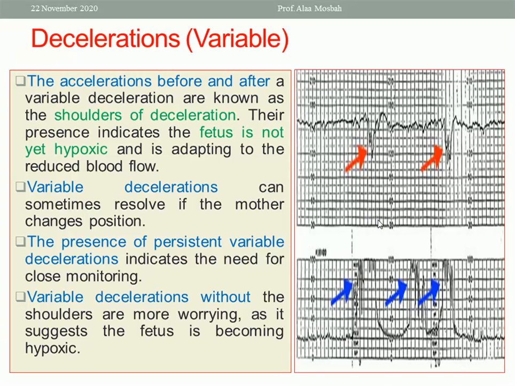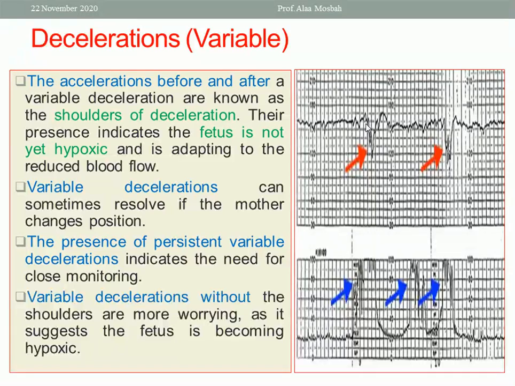The accelerations before and after variable deceleration are known as shoulders of deceleration. Their presence indicates that the fetus is not yet hypoxic and is adapting to the reduced blood flow. As you see in this picture, this is acceleration, then deceleration, then another acceleration. So this is deceleration with shoulder, and it means that the fetus is not yet hypoxic and can adapt to the reduced blood flow during uterine contraction.